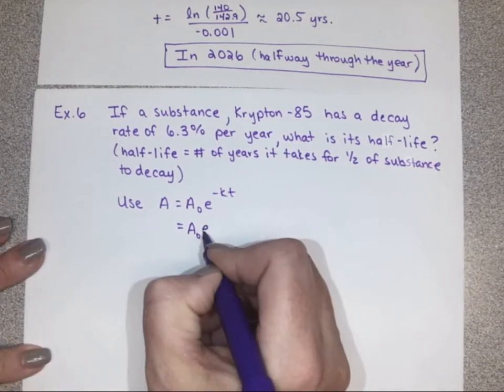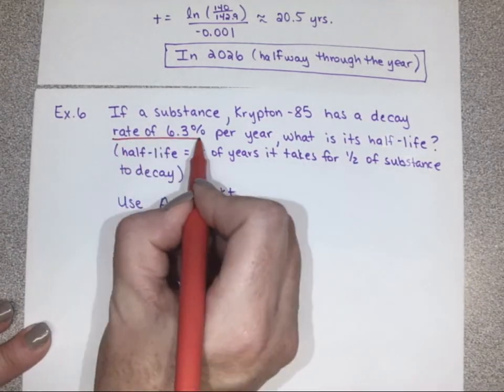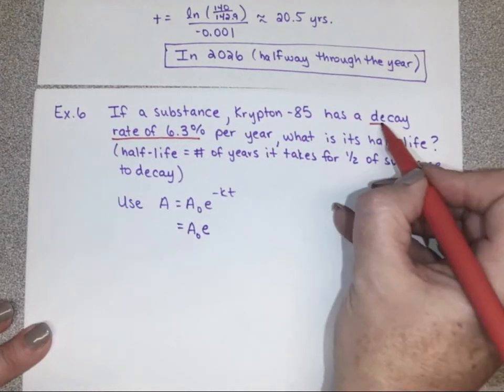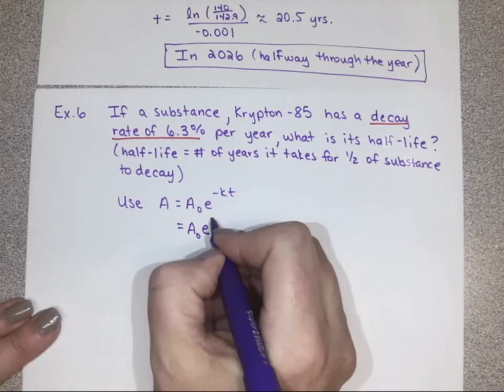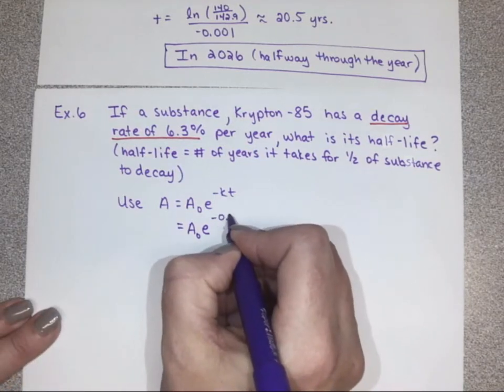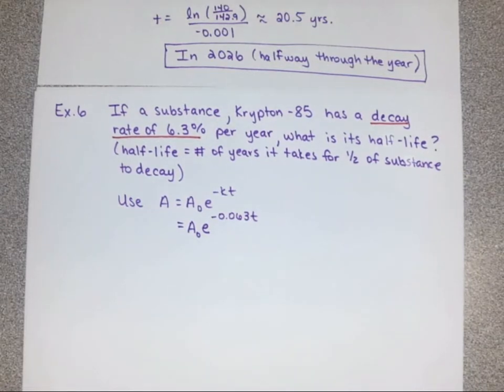But I did tell you the what. What part did I let you know about? I let you know about the rate, right? So if the rate is, and by the way, it's a decay, which means it's what kind of rate again? It's going to be negative, right? So it's going to be negative 0.063 t. Note, I moved the decimal place twice, so that's why it's 0.063. And then it's negative because we're talking about decay.